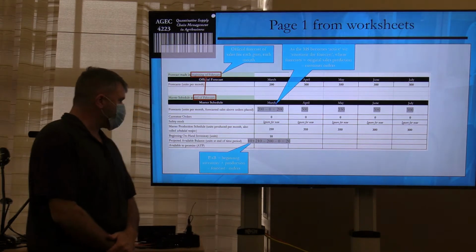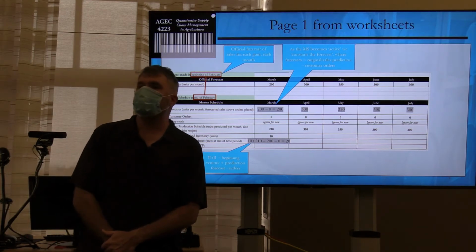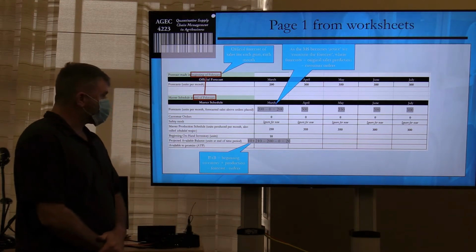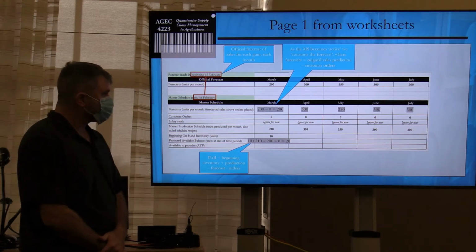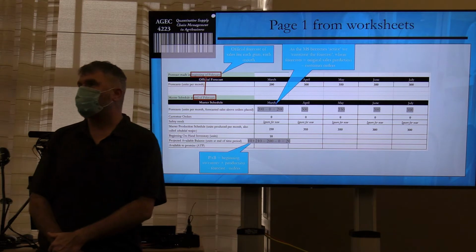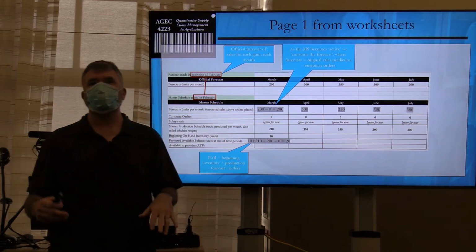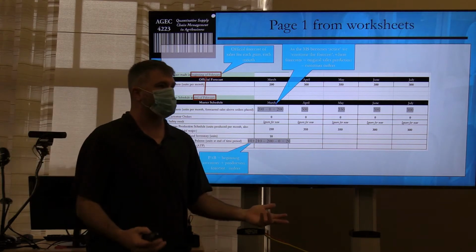So for every line on the projected available balance, we're just going to take beginning inventory plus production, subtract orders already made, and subtract the forecast. Because once we're in this table, the forecast always means forecasts above orders placed.